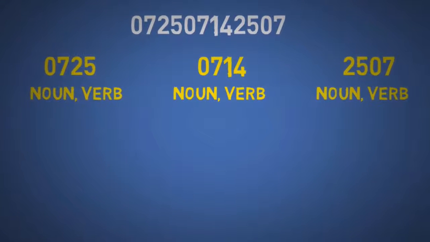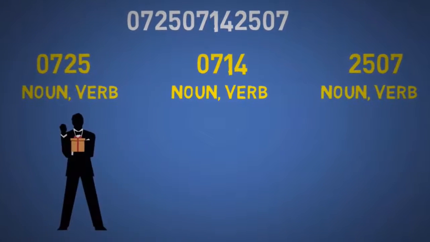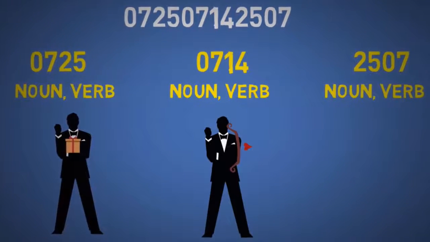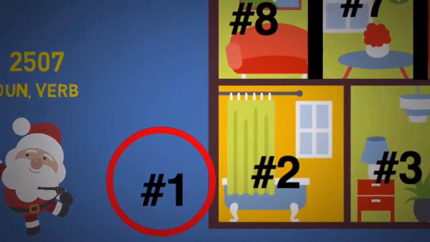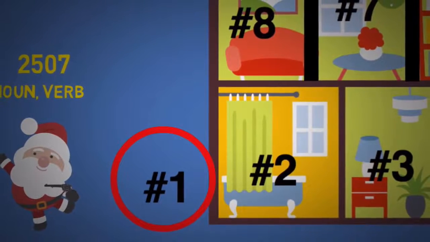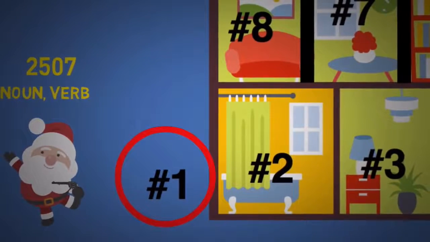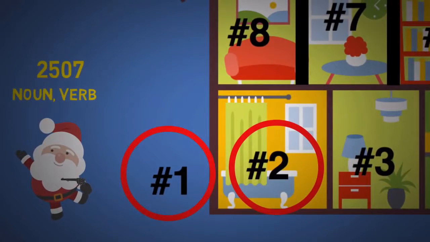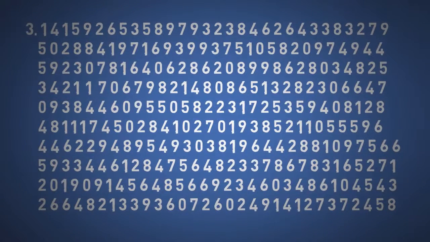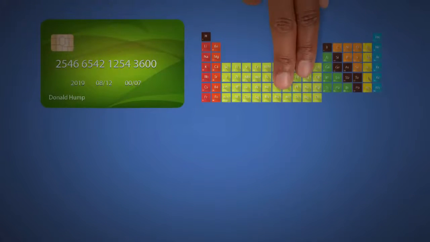Now if you wanted to remember this number, you could split them up into chunks of 4 and use a noun-verb pattern. So you would see James Bond giving a gift to his twin who's aiming an arrow at Santa Claus who stole his gun. Then you would store this story in the first room of 10 that we created earlier. And if there are more numbers to memorize, you could store the next 12 in the second room and so on. This technique is what allowed me to memorize the first 3,000 digits of pi forwards and backwards once upon a time. You can use this to memorize anything from credit cards to the periodic table.